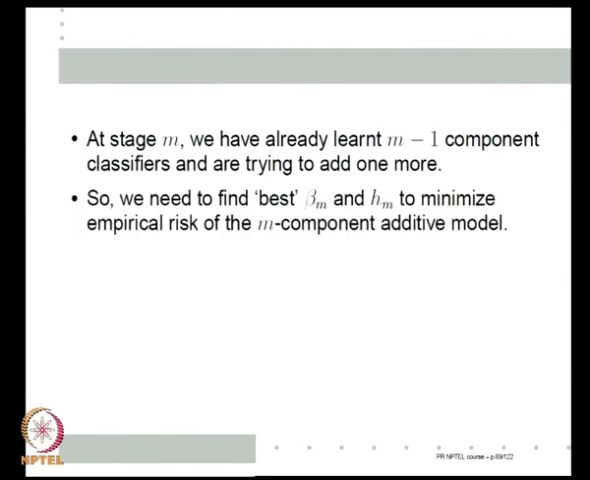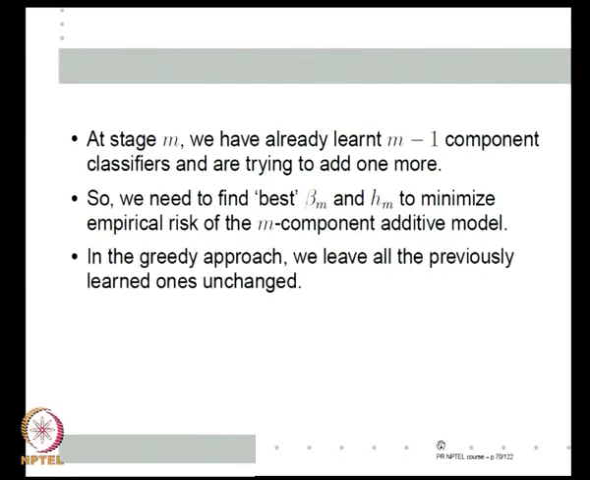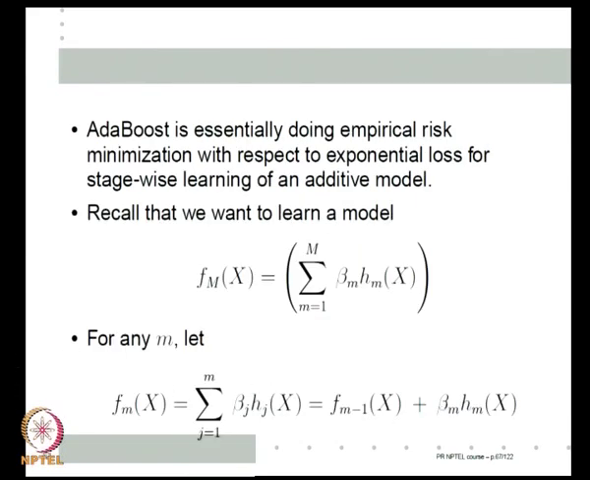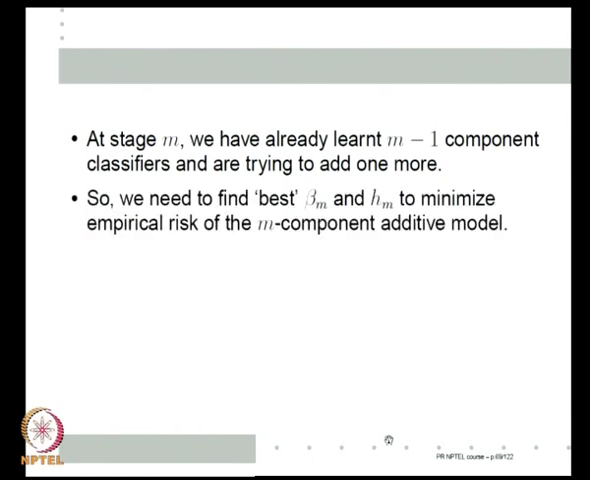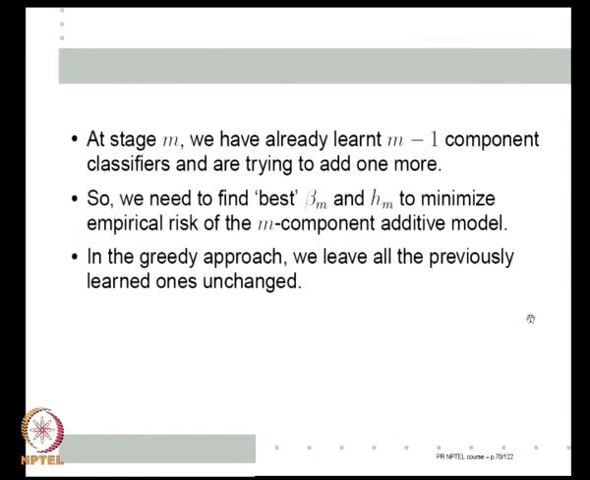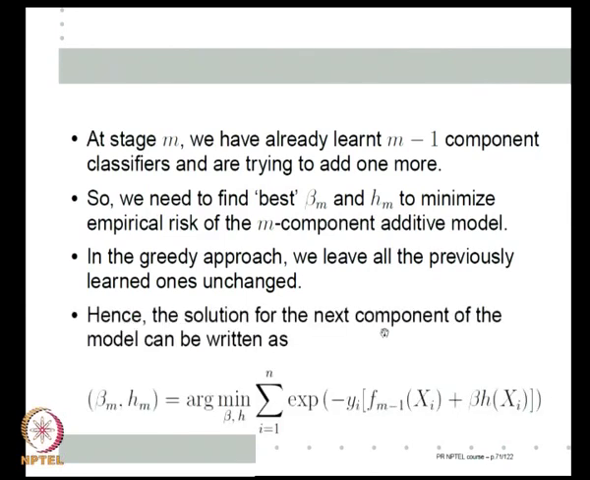So, we need to find the best beta_m and h_m to minimize the empirical risk of the m component additive model. That is the whole idea of the approach. In the greedy approach, we leave all the previously learnt ones unchanged. As I said, we are asking what is the best f_m at the mth stage. When I say best f_m, I minimize empirical risk by taking f_{m-1}(x) plus beta_m h_m(x) as my model. But in this model, the only thing that is tweakable is beta_m h_m. I will not tweak f_{m-1}. f_{m-1} I consider fixed. That is the whole idea of the greedy approach. So, in the greedy approach, we leave all the previously learned classifiers unchanged.